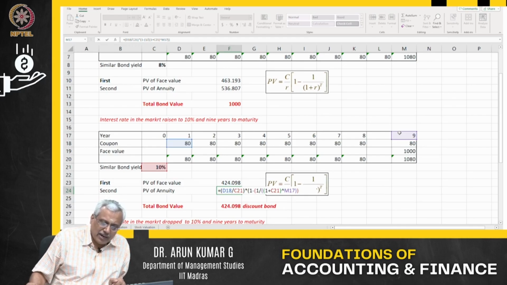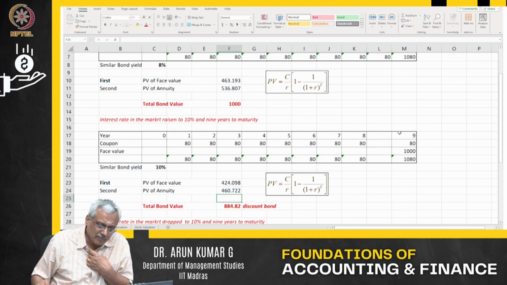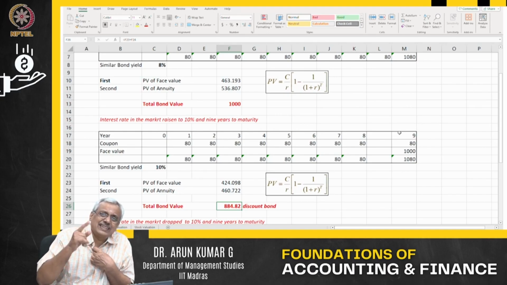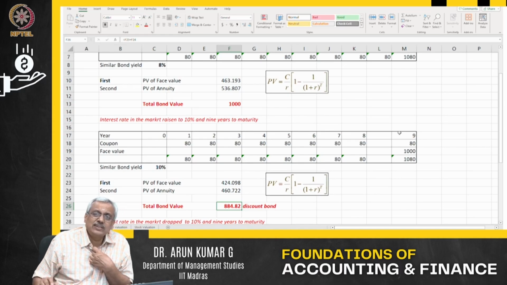Now let us look at what the bond is worth in this particular case. Present value of the annuity is 460. And I am going to buy this bond at a total value of about 884.82. So what happens? When the interest rate rises, you will buy the bond at a discount. That is your expected return, your expected yield, what you are expecting on the bond is higher.